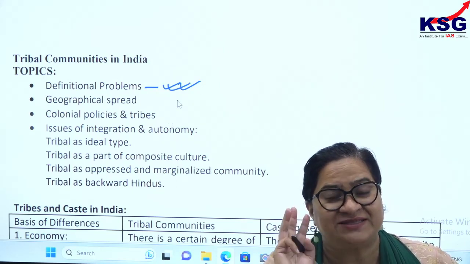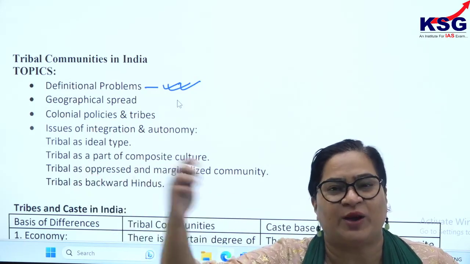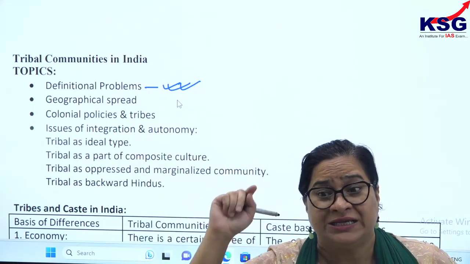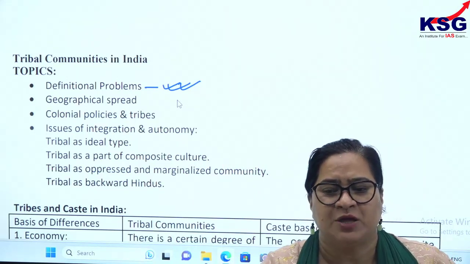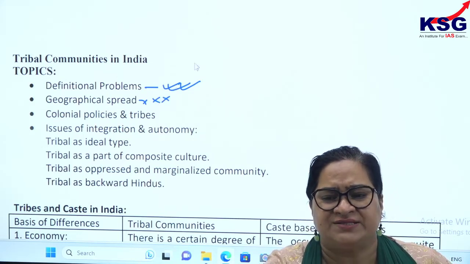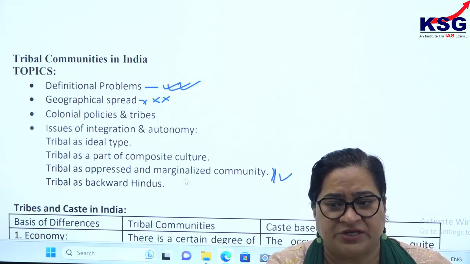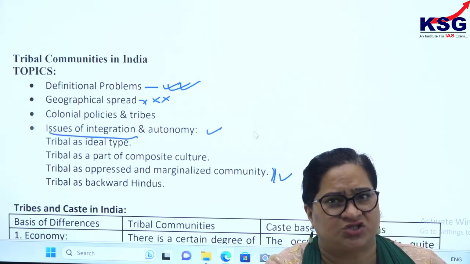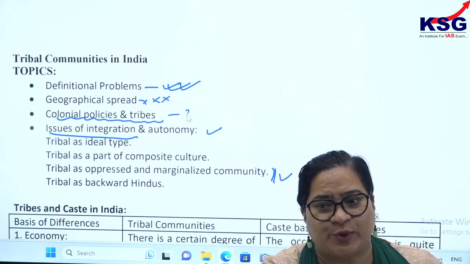Three times directly this question has been asked: definitional problems, the problem to identify tribes, why tribals are referred to as ST. I'm talking about GS, not sociology optional. In GS, thrice questions have been asked related to definitional problems. Geographical spread has not been asked even once. The component of marginalization of tribals post-independence has again been asked. Tribals as oppressed or marginal community, issues of integration and autonomy, this has been asked twice. And colonial policy and tribals has been asked this time, in 2023.